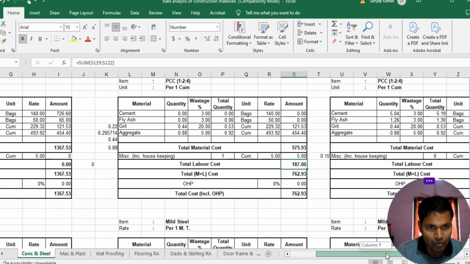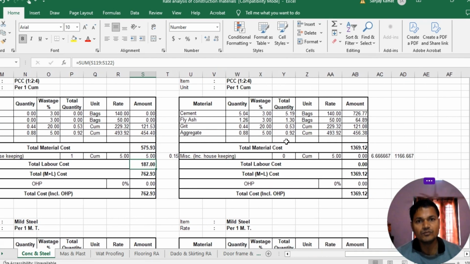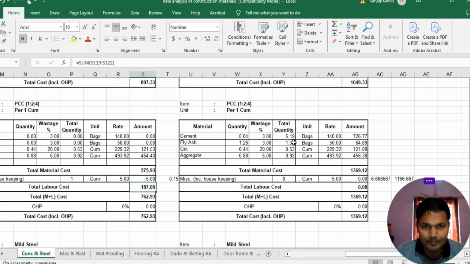Okay, now coming to CC number 4. So what to do? Same ratio we have taken, the 1:2:4. Same material; this time we will not neglect anything. Cement we have taken 5.04. Wastage material we have taken 3% only. Total quantity we have taken 5.19.